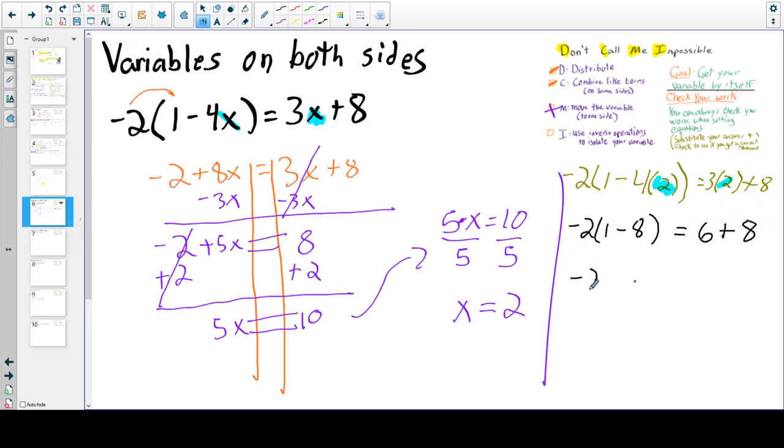So we have negative 2. Actually, let's do it differently. I can just put this left-hand side into my calculator. So I can do negative 2 times 1 minus 8, and I get positive 14. And then I can do 8 plus 6. That's also 14. Are these statements the same? Is this true? Yeah, 14 does equal 14. So I know that my answer is correct.